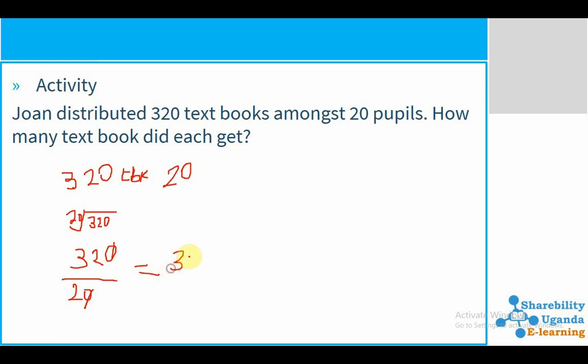32 divided by 2. So what is 32 divided by 2? The answer is 16. So automatically this will be our answer. You can also decide to use this one. It will also give you the correct answer.